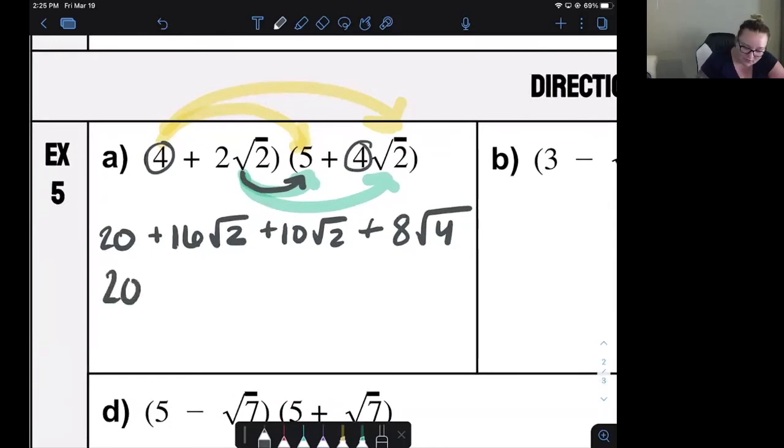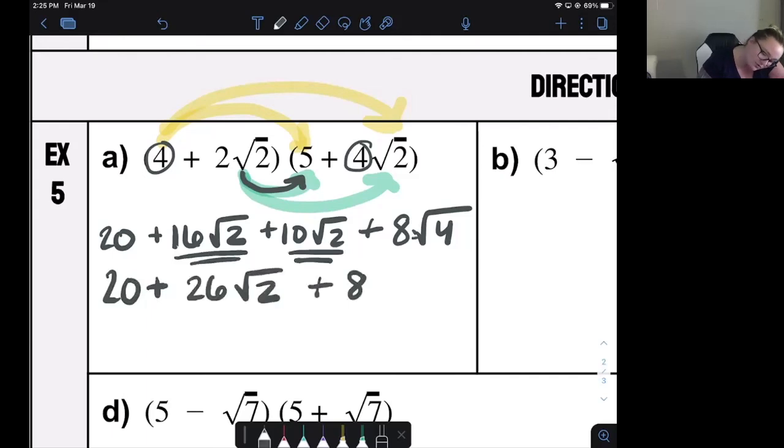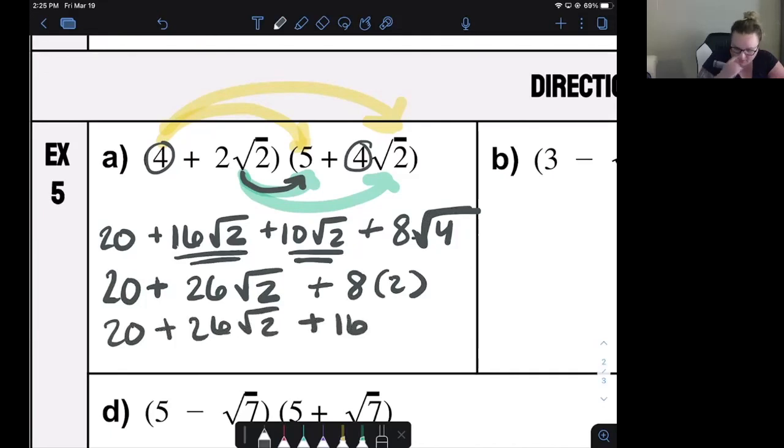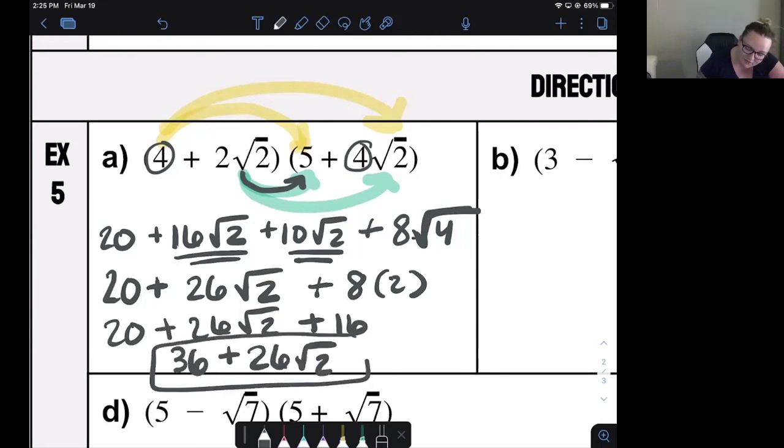So we have 20 plus 16 root 2 and 10 root 2 are like terms, 26 root 2. Then 8, well, the square root of 4 is 2. So this is really 8 times 2. So 20 plus 26 root 2 plus 16. Then you add 20 and 16, right? 36 plus 26 root 2. And for these final answers, you always want to leave the term with the radical, you're going to write that second and put 36 out in front.